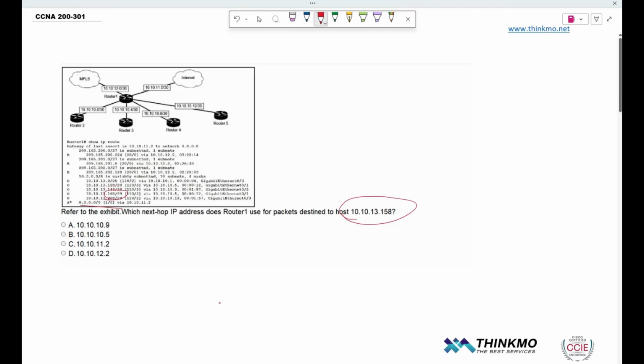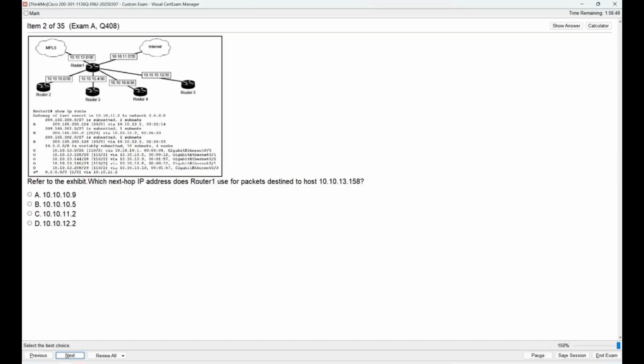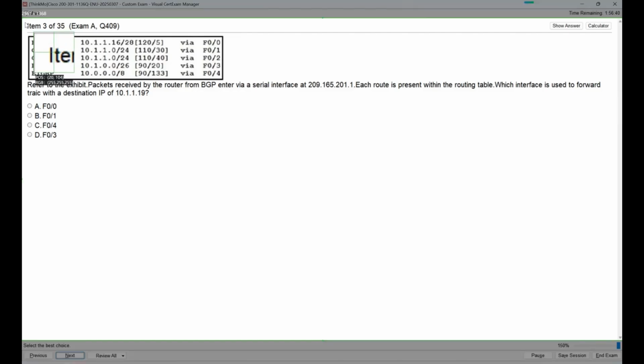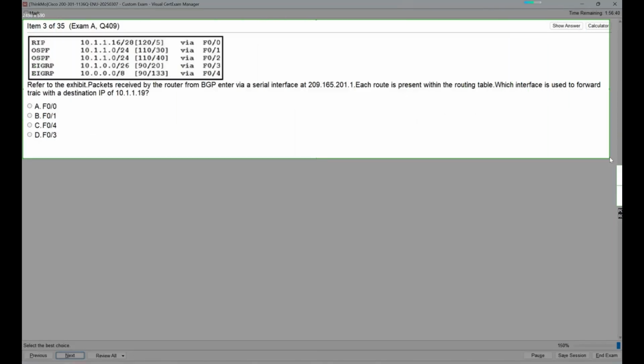For 160, it doesn't. So this 144 network, its network address, does include 158. Since it includes 158, its next hop is 10.10.10.9. So the correct answer is A. Let's look at the correct answer. Choose A.